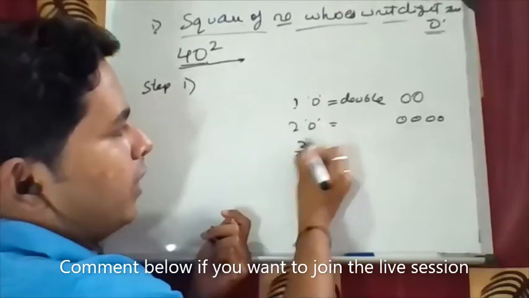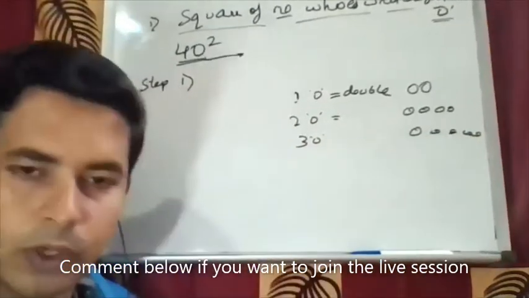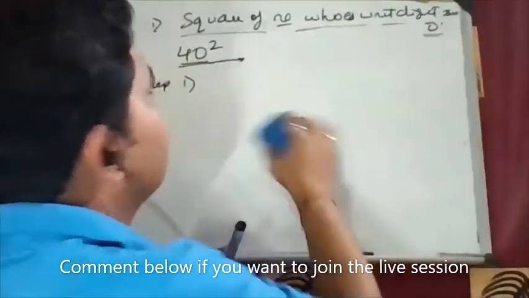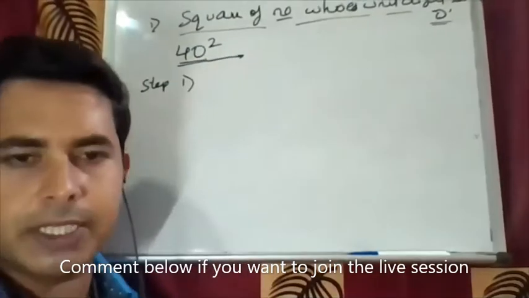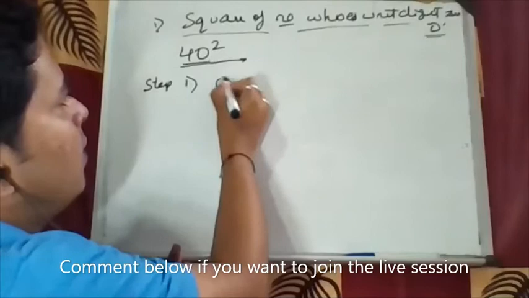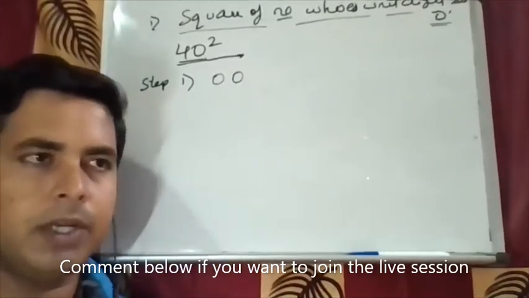Okay, so if 3 zeros are there, I'll make it 6 zeros. So here what this rule says: if 1 zero is in the unit place, make a double of it. So what is step 1? I'll make the 0 a double. So here 1 zero will become 2 zeros.